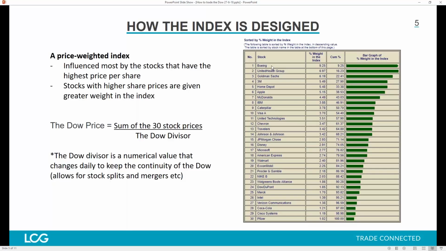You don't really need to know specifically what it is. You're probably unlikely to ever be calculating the index yourself, but it's just good to know what you're dealing with. It's a numerical value that changes daily to keep the continuity of the Dow. So it allows for stock splits and mergers and all sorts of corporate actions that are happening all the time in these Dow companies.